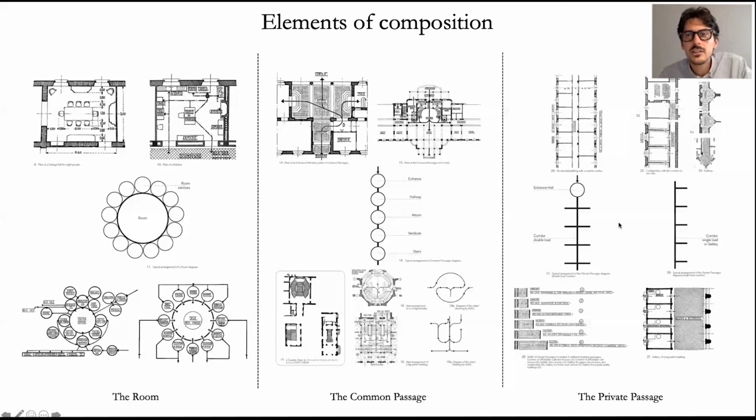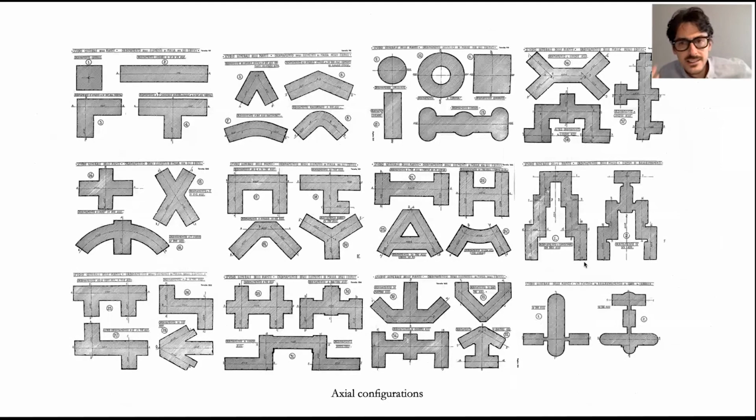And then the third element of composition is just something that works as a path, but you don't live there, you don't stay there. You just cross it in order to reach a certain room. But how are these elements combined together? And here comes composition. These previous elements are combined by means of axes. Axes are those devices that allow the elements of composition to achieve certain arrangements.